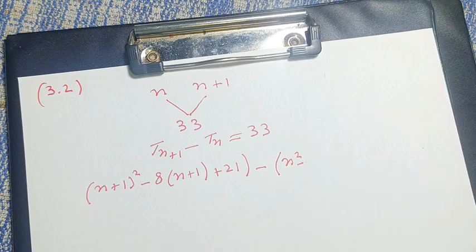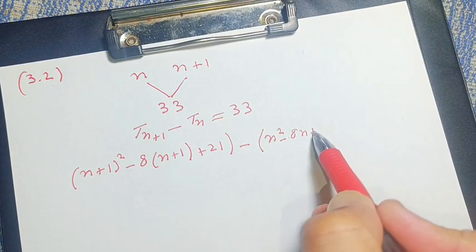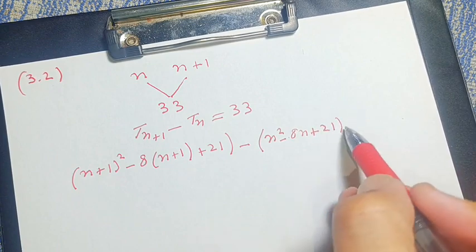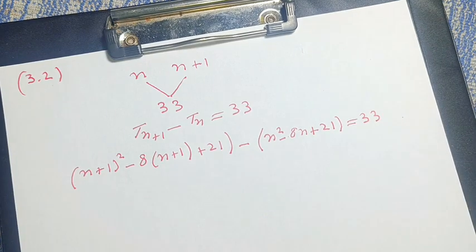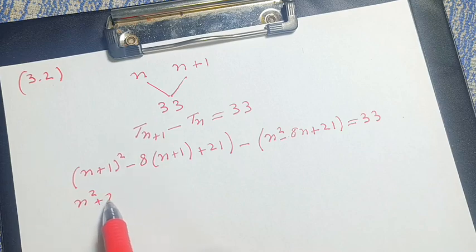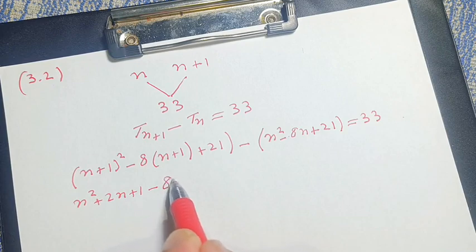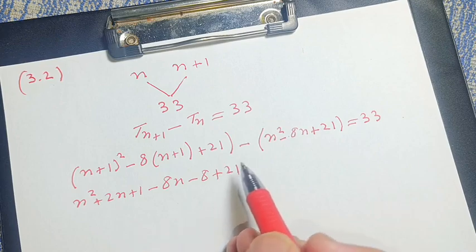n squared minus 8n plus 21 is equal to 33. Now I'm going to solve. Open up the perfect square formula: n squared plus 2n plus 1, and minus 8n. I multiply inside minus 8 plus 21.